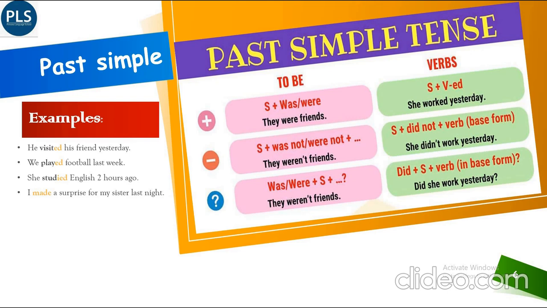Other irregular verbs or bad verbs that do not follow the rule are like eat becomes ate, do becomes did, wake becomes woke, come came, take took, and a lot of other verbs. I'm sure you have memorized them before.